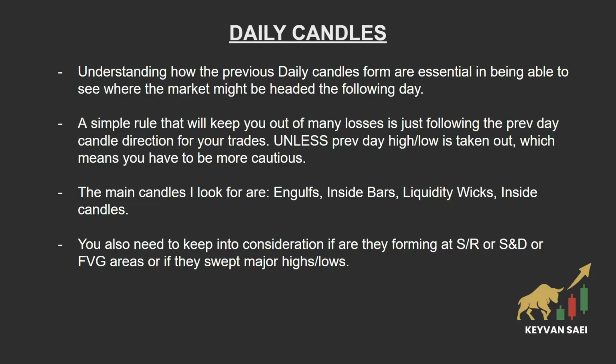Now, the main candles that I look for are engulfs, inside bars, liquidity wicks, and inside candles. But apart from these patterns, you also need to take into consideration where they are forming, right? Are they forming at support, resistance, or supply and demand levels, or are there any fair value gap areas, or did they sweep any major highs or lows? Okay, so apart from all these patterns, which we'll cover in the next slide, you really need to look at where they form. What's the location of the market?